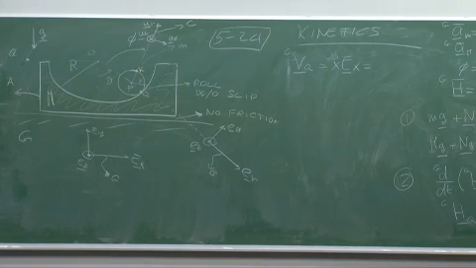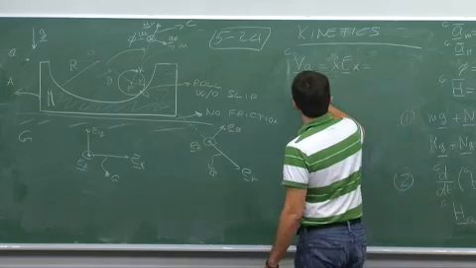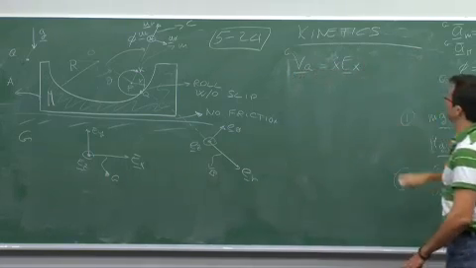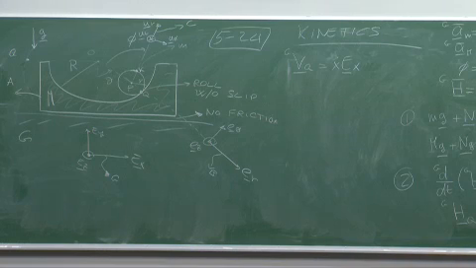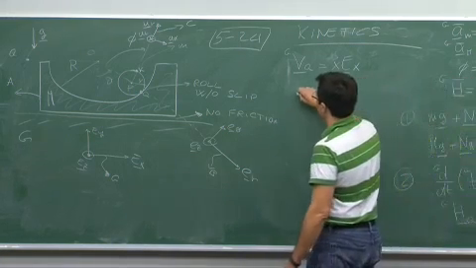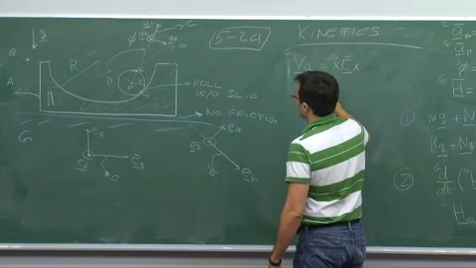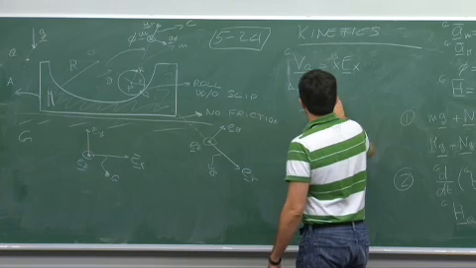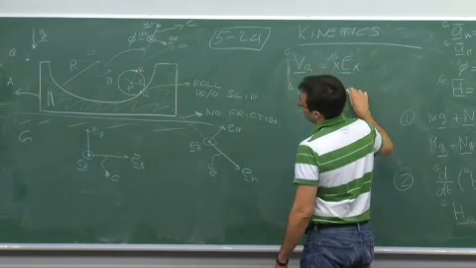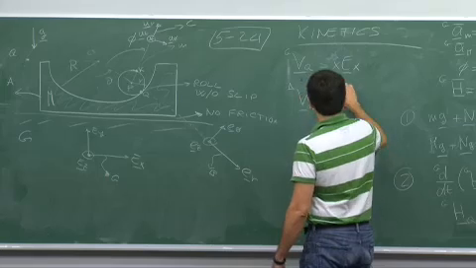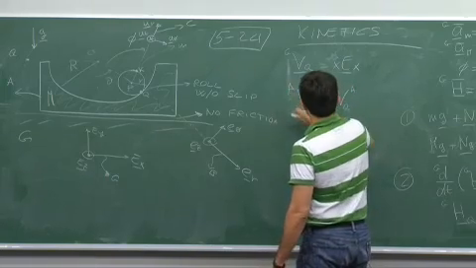Okay. Is that correct? You guys don't seem very convinced, right? So what was the roll? Yeah, what was the condition of roll without slip? Yeah, we should finish this next time. V_Q in C as seen by A is the velocity of Q in A as seen by A. Okay. So this is 0.